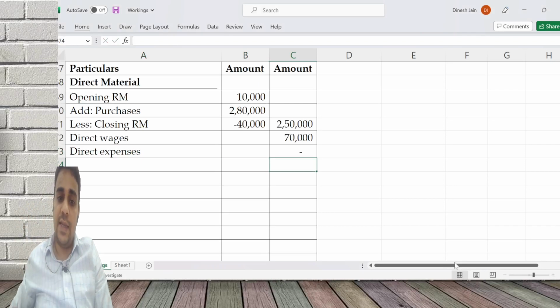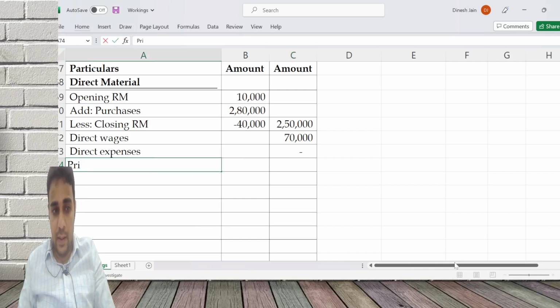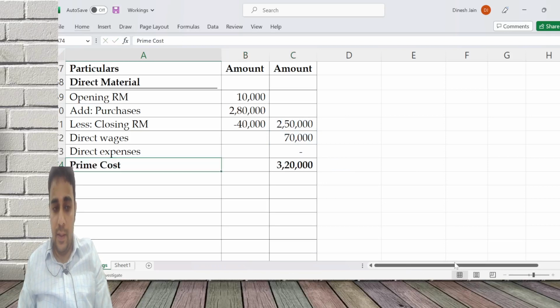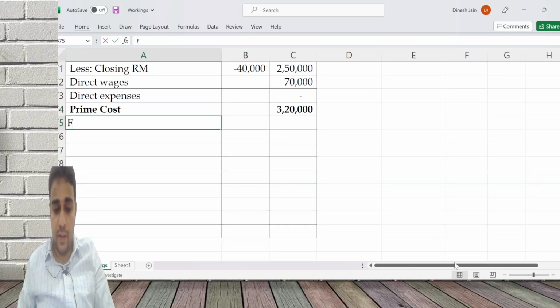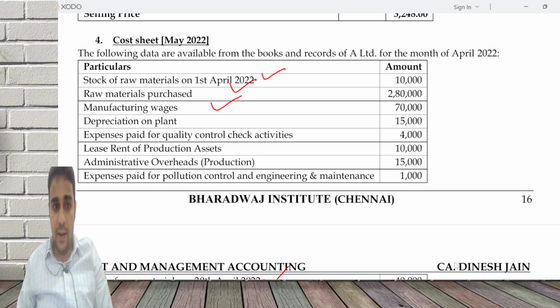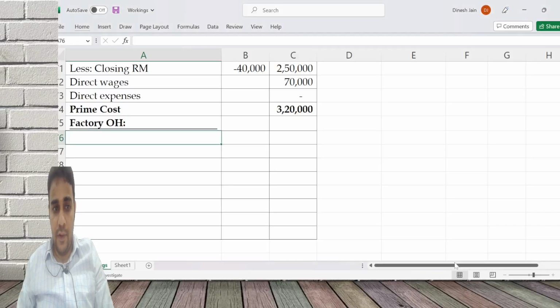The logic is that lease rent of production asset will go to factory overhead. I think that's what I did here. We'll see in some time. Time cost 3,20,000. Factory overhead. Multiple items. Depreciation on plant, 15,000.